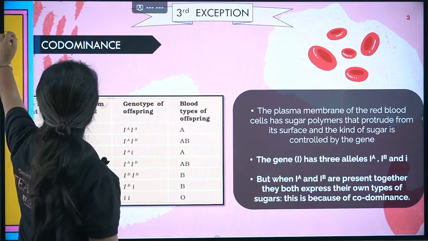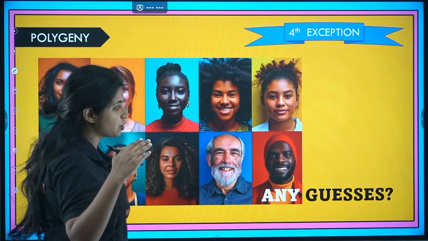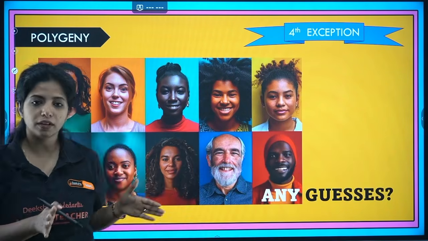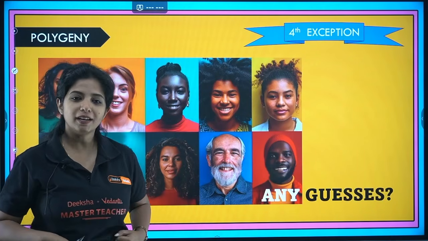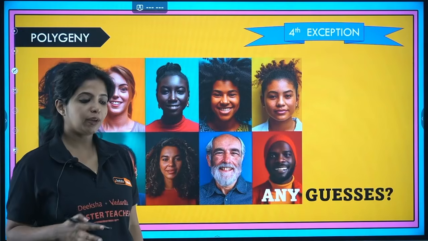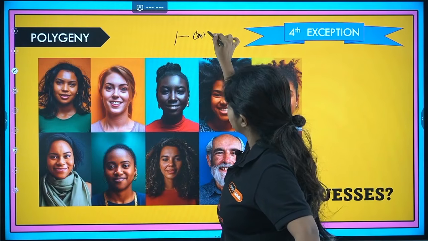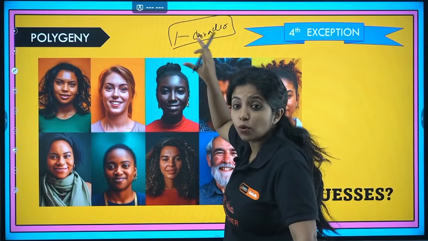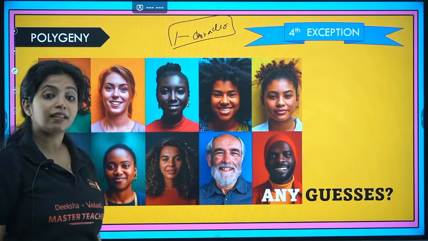Okay, so let's go ahead with the next exception. This exception is given towards the end, it's not given over here, but I thought I should explain it, and that is polygeny. Polygeny is also counted as an exception. Why? Because according to Mendel, one gene codes for one particular character, right? Now what if I tell you that multiple genes can affect the character? Multiple genes affect the character.